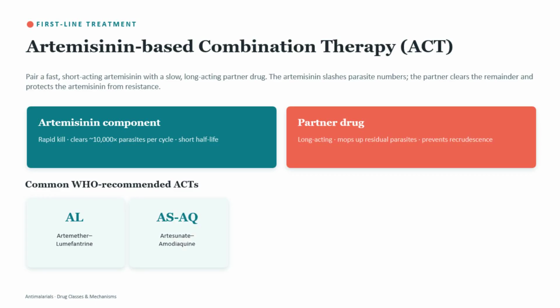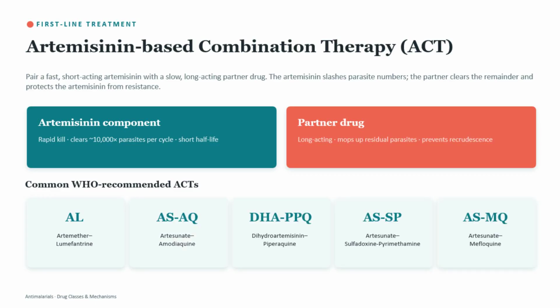Let me explain the logic of ACTs, because I find it elegant. We pair a fast, short-acting artemisinin, which gives that massive rapid kill, with a slow, long-acting partner that mops up the residual parasites and shields the artemisinin from resistance. The common artemisinin combinations I want you to know: AL, DHA-PPQ, AS-AQ, ASP, and AS-MQ. My take home for you is that combination is both more effective and a deliberate resistance management strategy.